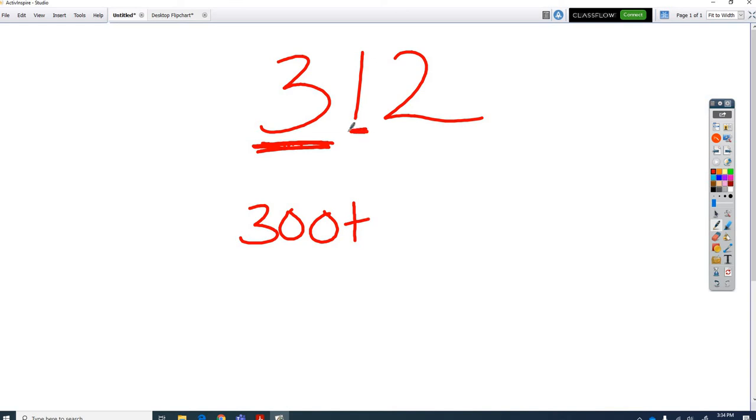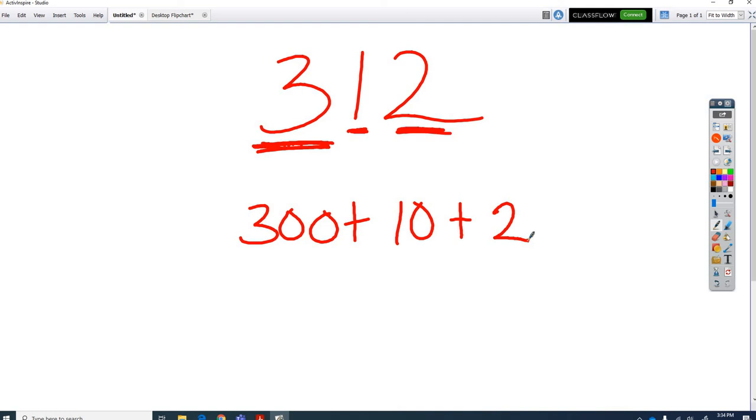And then I look at the tens place. I just have 1 ten. If I have 1 ten, I would just say 10. So it'd be like 10. And then the 2, of course, is 2 ones, and that really is just plain old 2.